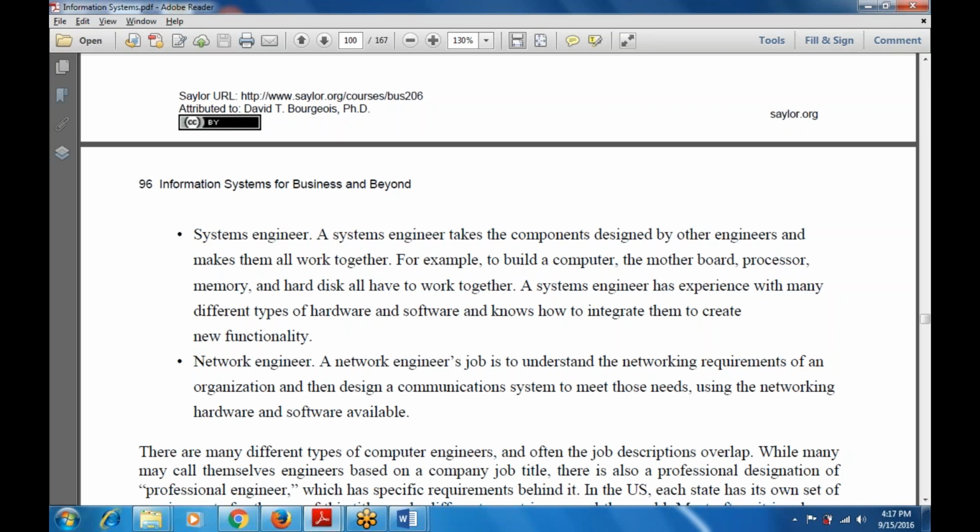So a system engineer has experience with many kinds of software and hardware and knows how to integrate them into new functionality, into the latest technology.